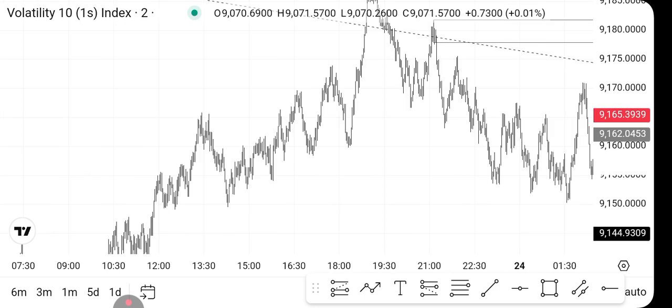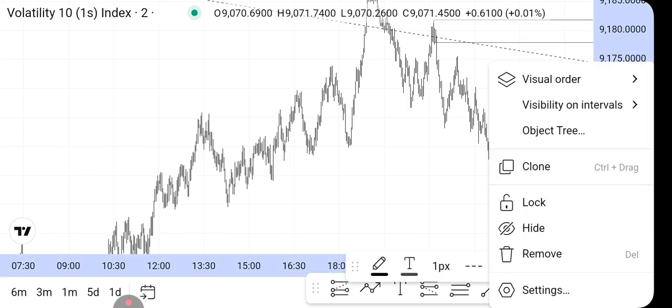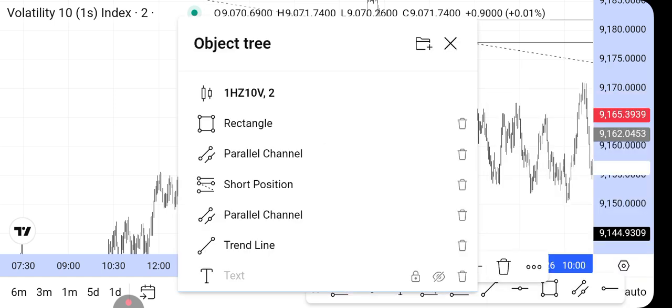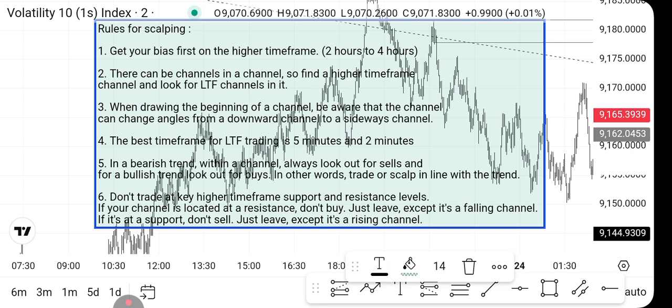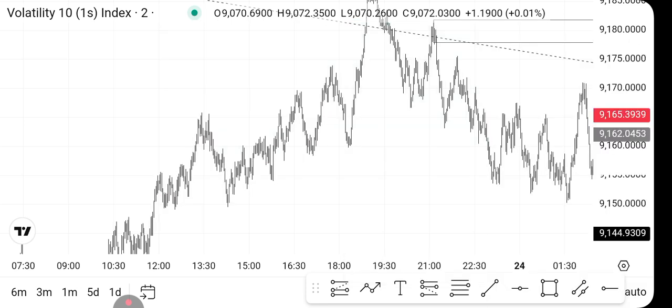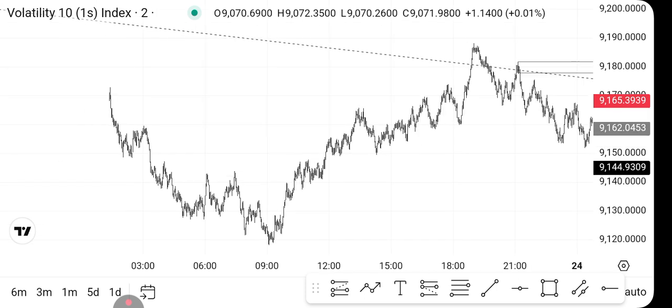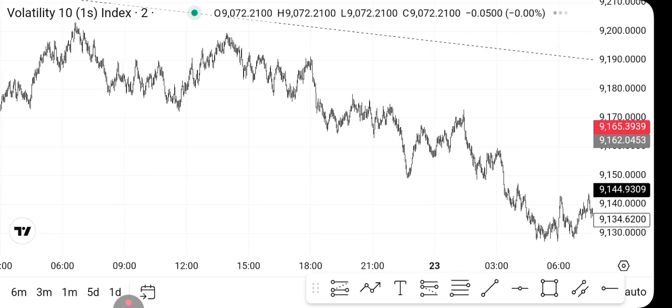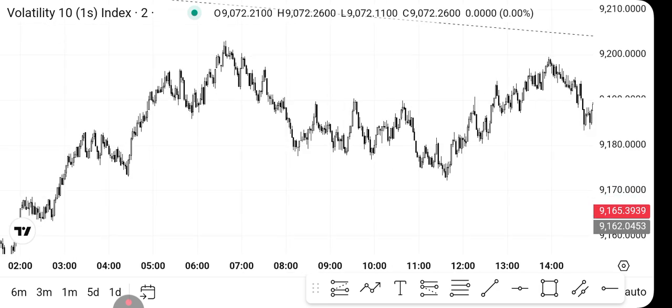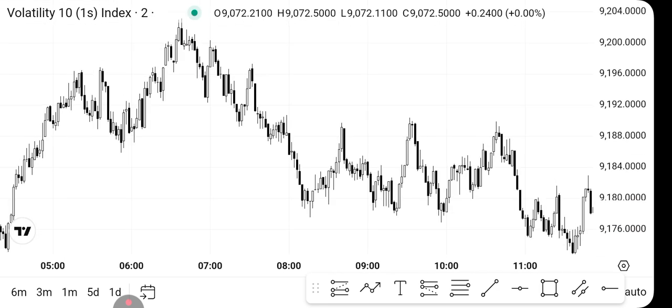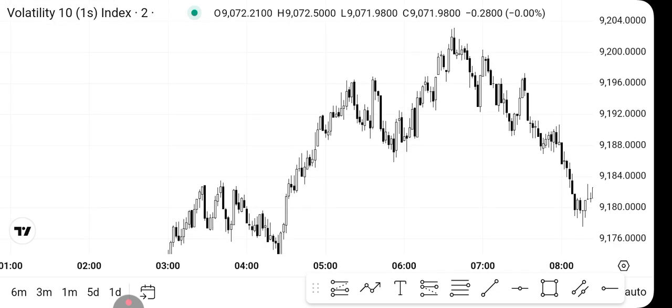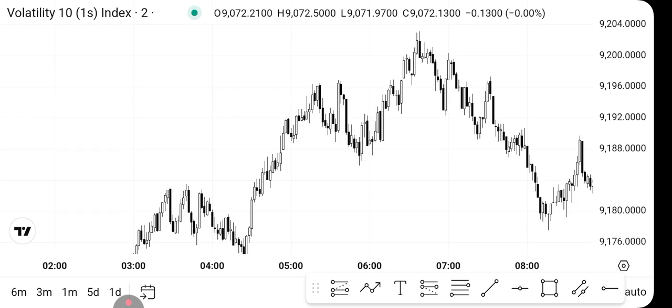Okay. So for the last one, we're going back to number two. Number three, when drawing the beginning of a channel, be aware that channels can change angles. Very important. That's the last thing I'll talk about here. So let's just look for other ones, right? I just want to show you. Okay, look at this now, for instance. Let's say you are trying to get this channel here. Trying to get a channel from here.